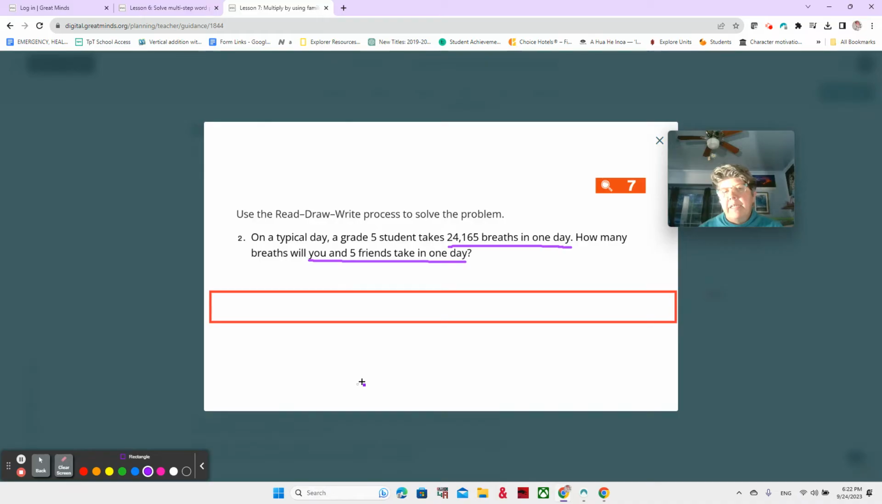So how many people is that going to represent? 6. Oops, got to get my pen. There we go. 6 kids. And I don't know if it counts for adults. Do adults take more breaths or less breaths in a day? Let's just say 6 kids or 6 grade 5 students or whatever you want to call it. And then if each one of them takes 24,165 breaths in a day, then 6 of them are going to take 6 times that, right?